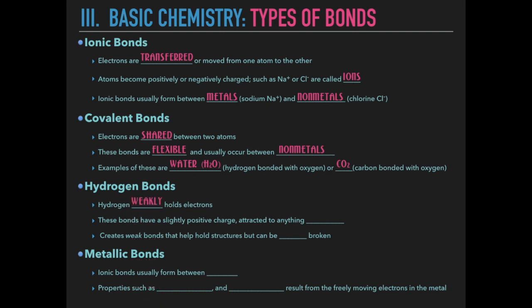Those are 2 nonmetals. That's a covalent bond. Hydrogen bonds are the weakest bonds, and these bonds have a slightly positive charge, and they're going to be attracted to anything negative. So they can easily be broken.